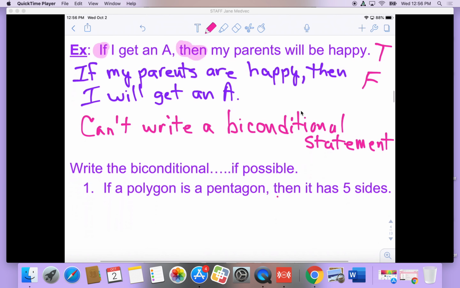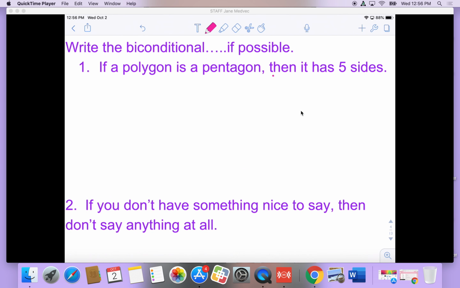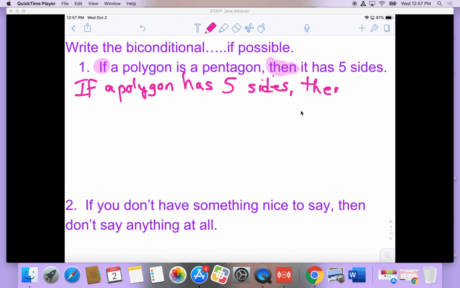Okay, let's move on. Write a biconditional statement if possible. This says if a polygon is a pentagon, then it has 5 sides. That's the conditional. So now let's go ahead and write the converse. If a polygon has 5 sides, then it is a pentagon.